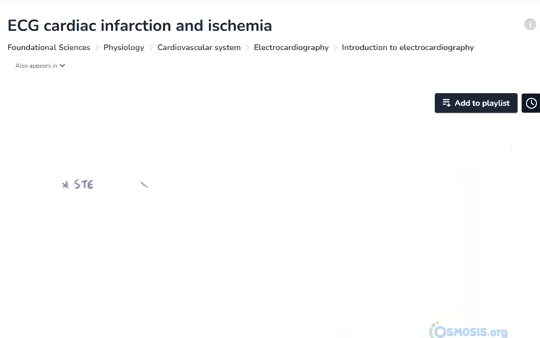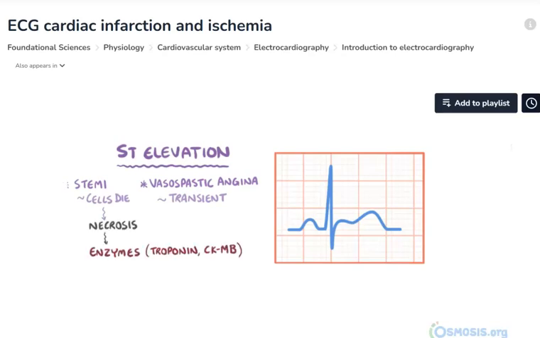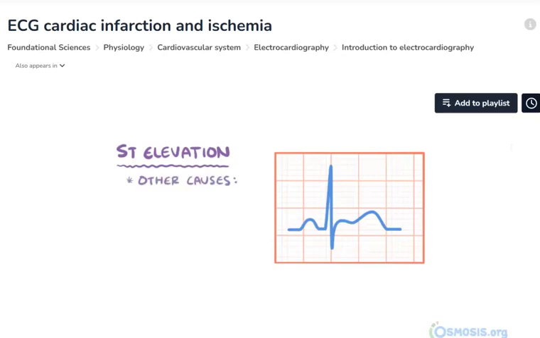On an ECG, both a STEMI and vasospastic angina can cause ST elevations, but with vasospastic angina, the elevation is transient. Another key difference is that with a STEMI, the ischemia is so severe that damaged heart cells die, resulting in myocardial necrosis, and leak out certain enzymes like troponin and CKMB. ST elevation, though, can also be caused by other conditions, like left ventricular hypertrophy and pericarditis.